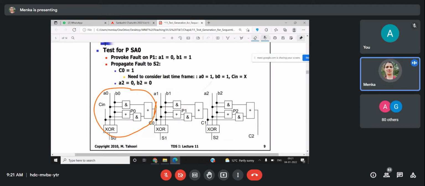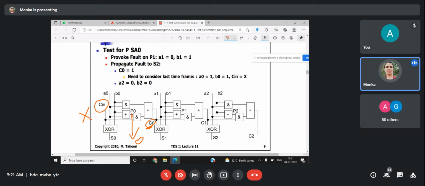Now, what is our primary goal? What was the primary objective that I told you first? This is your C0. First of all, because C in, we don't know what it was, because it was from the feedback system. So what is your objective? Your objective is to bring C0 to some certain value. And here, test for P stuck at 0. And P is actually this. P is here, you have to make it stuck at 0. If you want to make it stuck at 0, what is your objective? This is stuck at 0.